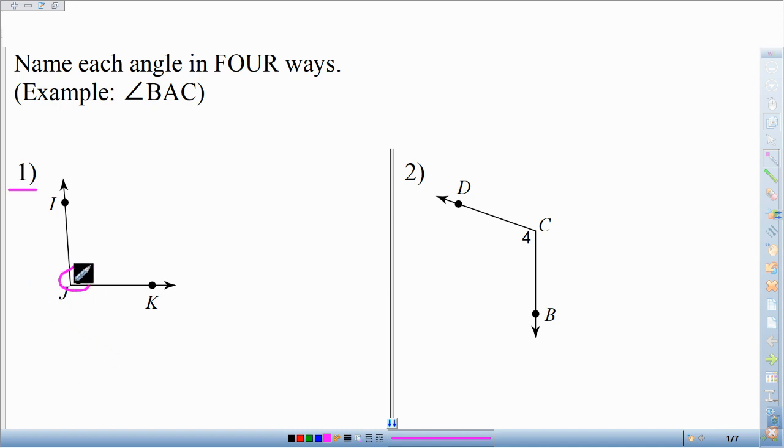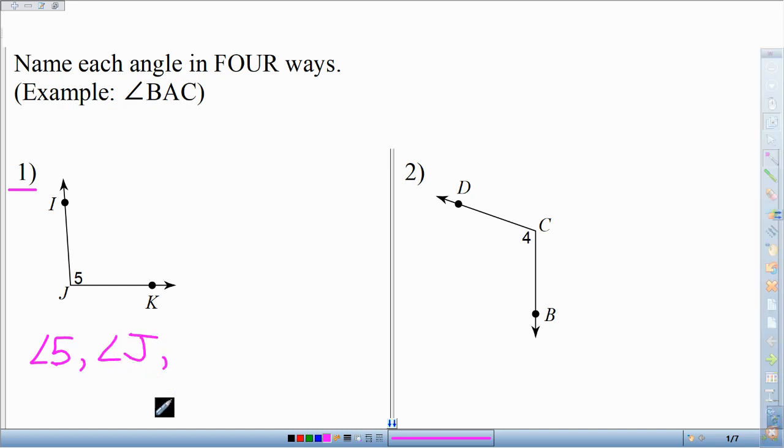If they ever just put a little number in the angle, like a 5, a 1, a 2, we can use that to name it. So we can call this thing angle 5. Okay, that doesn't happen very often. But the next most often way of naming an angle is just with its vertex. If it's the only angle that has that vertex, we can use it and we can call this thing angle J.